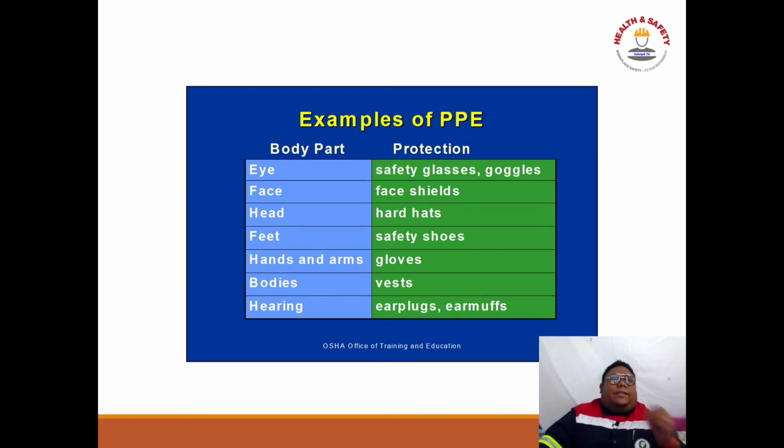Okay, next is examples of PPE. We will see here what is presented based on OSHA, Office of Training Education. Sample 1, guys, is body parts and protection. For eye protection, you need safety glasses and goggles. But take note, guys, there are standards for goggles and PPE that must be obtained.